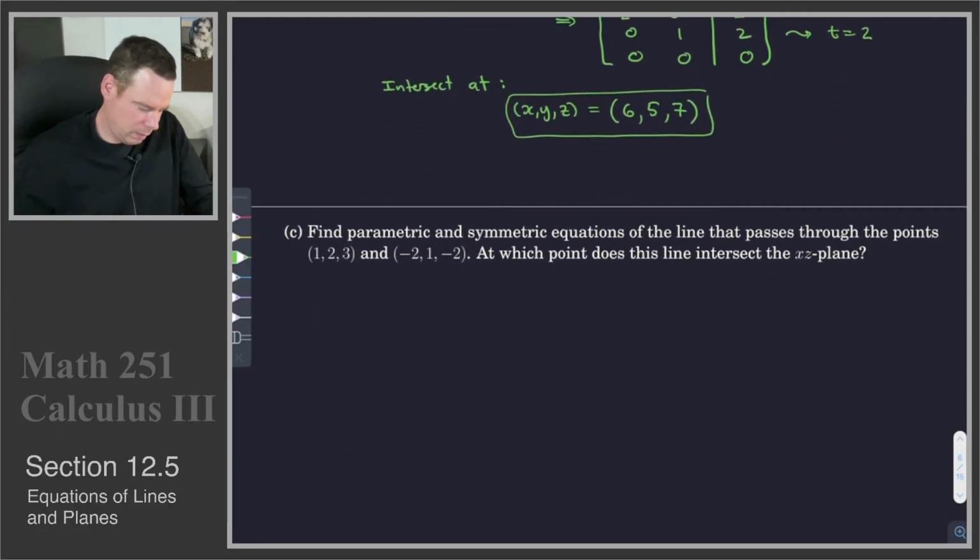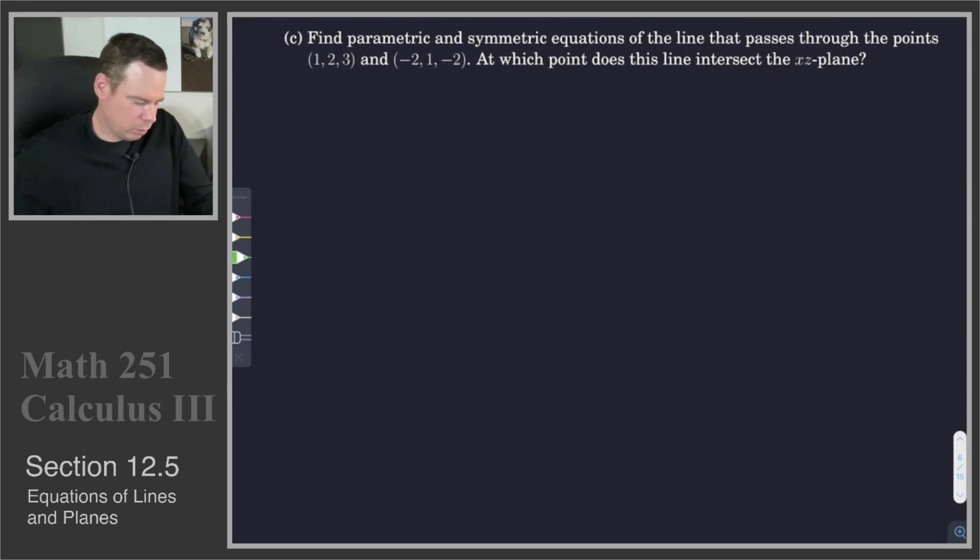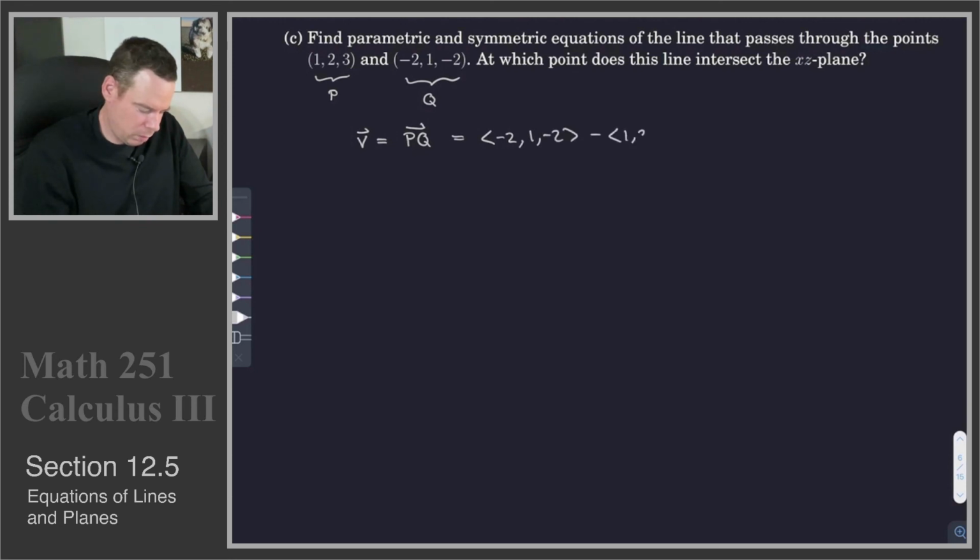Alright, let's have a look at the last example for the lines. So we're going to find the parametric and symmetric equations of the line that pass through these 2 points. So let's call these points something. Maybe I'll call this point P and this point Q. I want to find the equation of the line, so the first thing I want to do is find a vector in the direction of the line. Maybe I'll take the vector that goes from the point P to the point Q. So that would be tip minus tail, so -2, 1, -2, minus 1, 2, 3. So that vector is -3, -1, and -5.